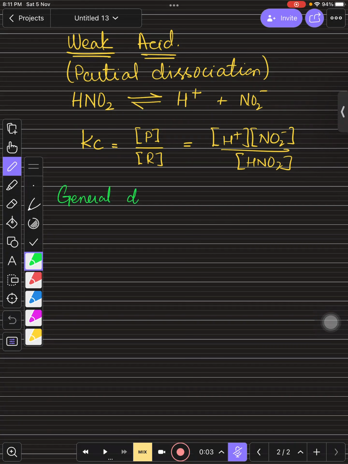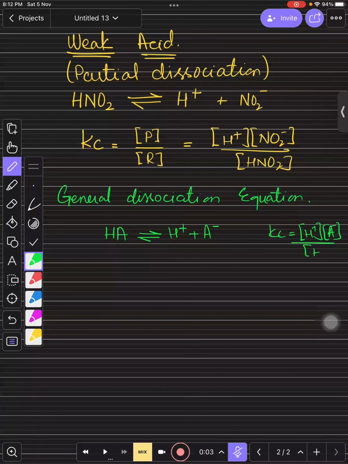If you want to write a general dissociation equation, for any acid, it is going to dissociate into H ions and anions, right? It will always be like this, and the Kc is always the concentration of ions over the concentration of acid, right, children? Now, you need to understand this.